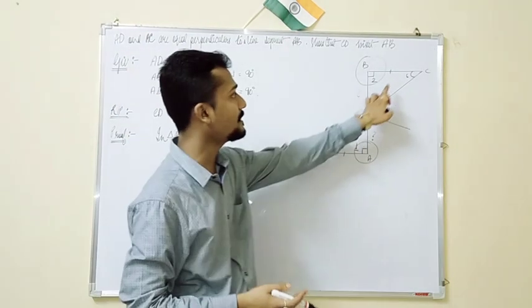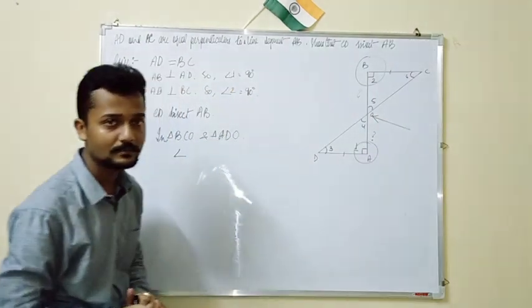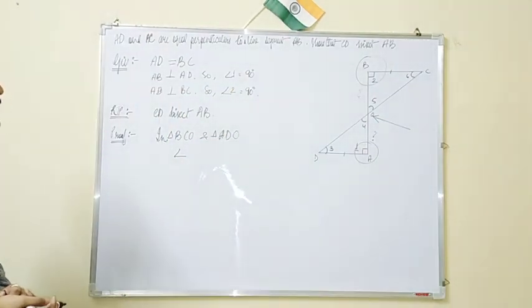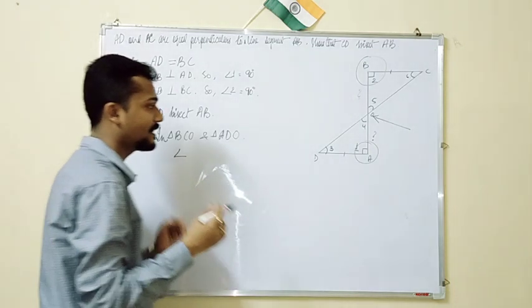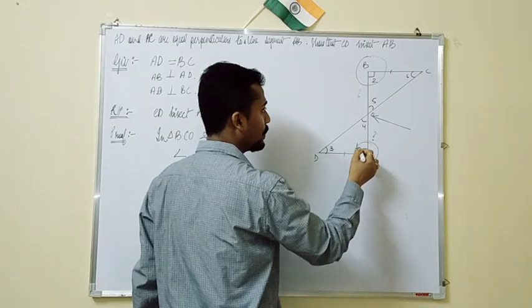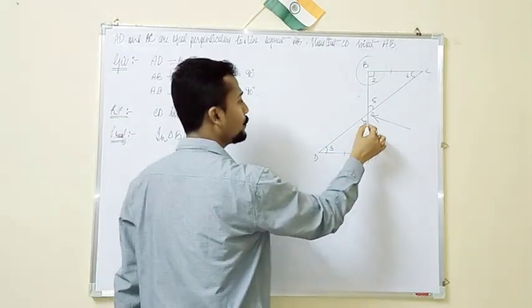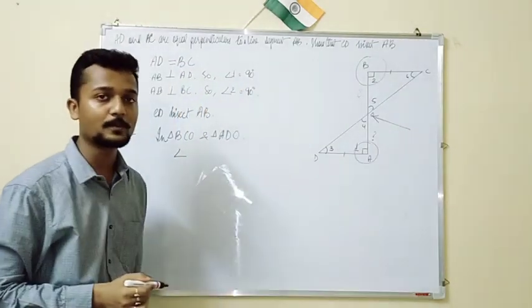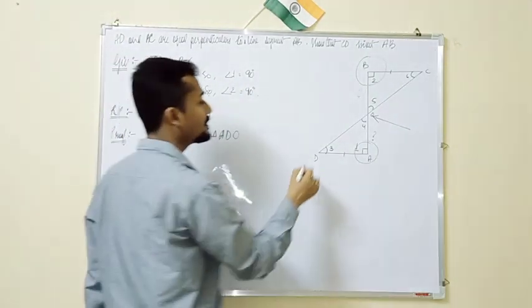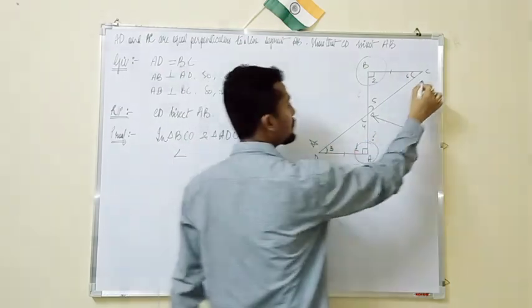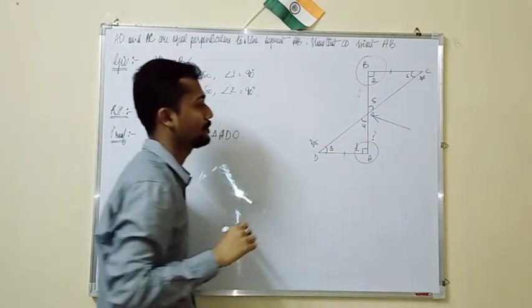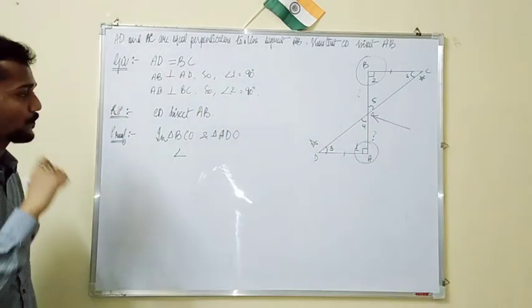This angle and this angle will also be equal to one another. Why? Just try to understand what I have said. I have said that angle 1 is equal to angle 2, both equal to 90 degrees. And again I am saying that angle 4 is equal to angle 5. Why? Vertically opposite angles. Then we can conclude that this particular angle and this particular angle are also equal.